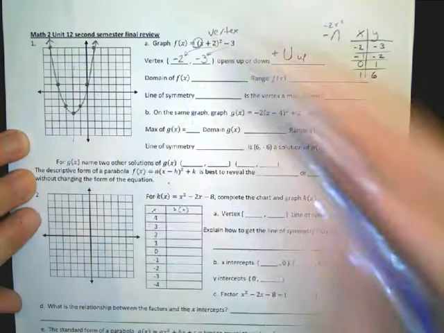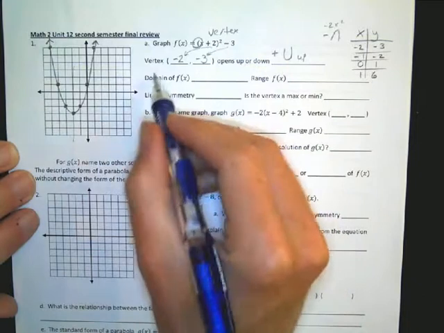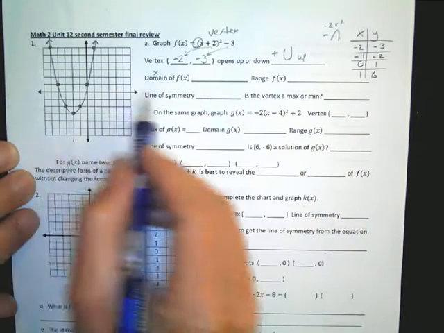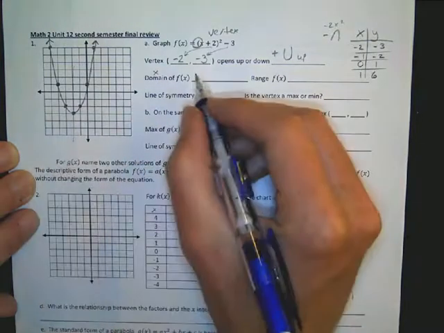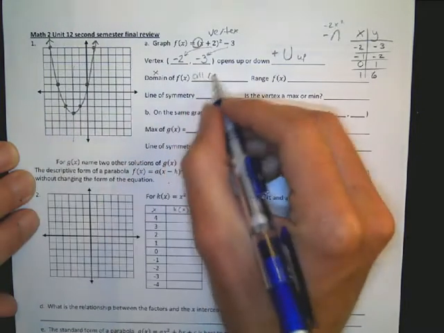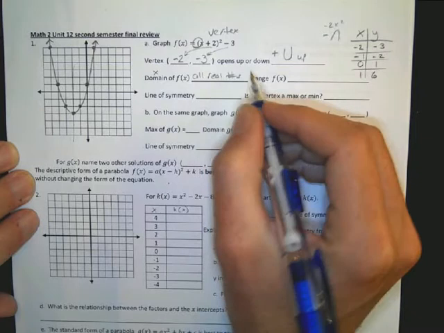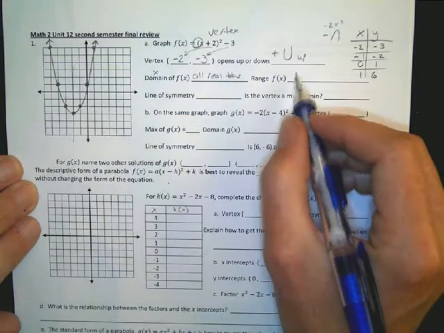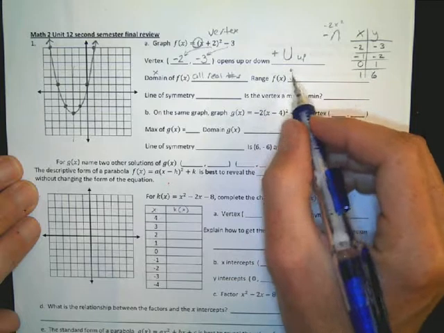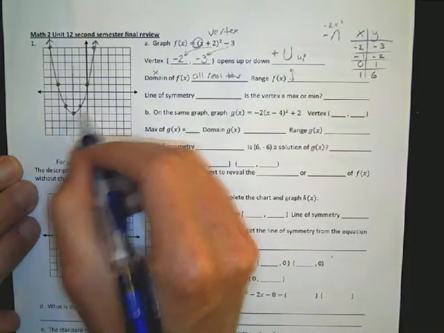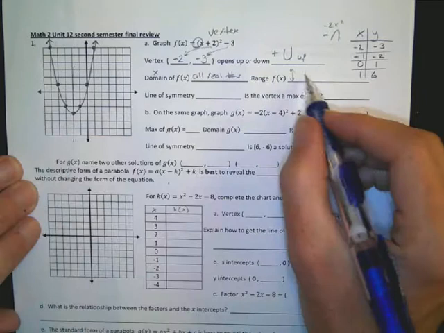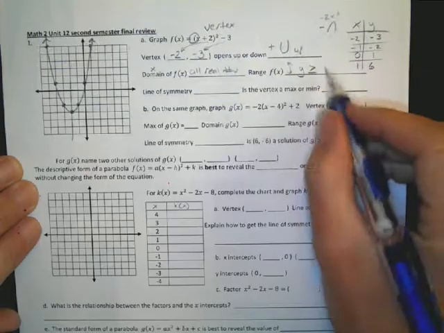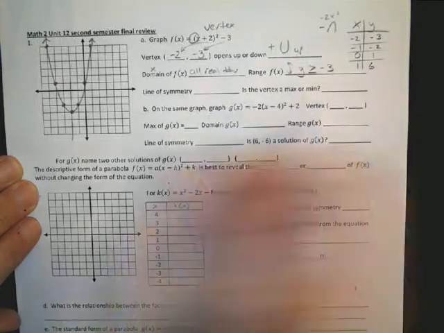So my domain, this is my x values, all the values of x. X, we can tell, is going to go all over the place. So we would say, in this case, all real numbers are my domain of f of x. For the range, how far up or down it goes, we have a minimum value here at negative 3. So y is going to be anything greater than or equal to negative 3, because that's where my minimum value is going to be.